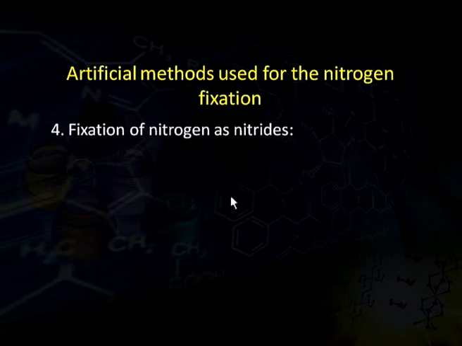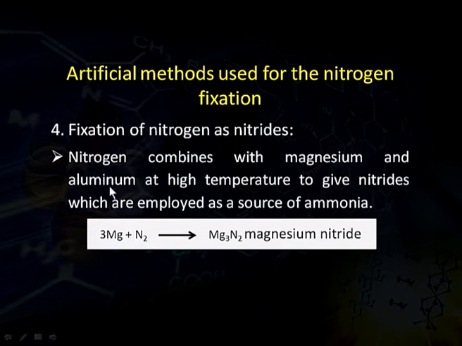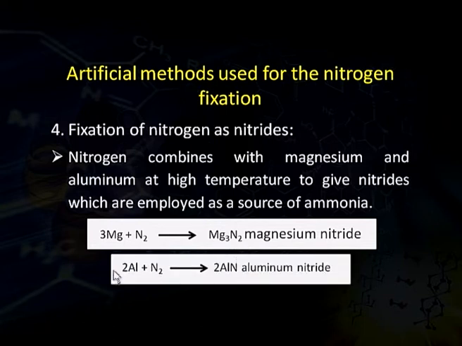Next method for the fixation of nitrogen is fixing nitrogen as nitrides. Here nitrogen combines with magnesium and aluminium at high temperature to give nitrides, which are employed as a source of ammonia. Magnesium combines with nitrogen to form magnesium nitride, that is Mg3N2. Even aluminium can be used in this process. Aluminium combines with nitrogen to form aluminium nitride, AlN.